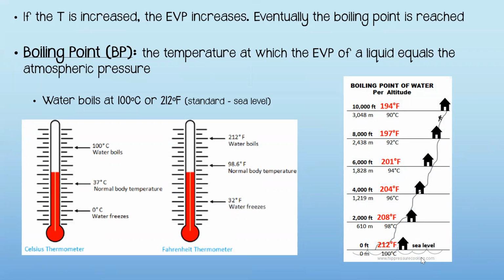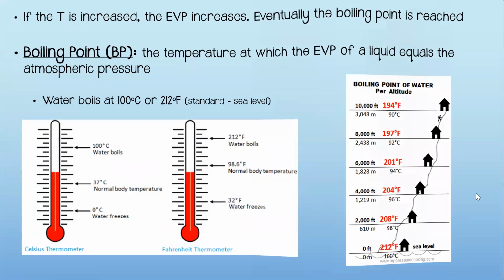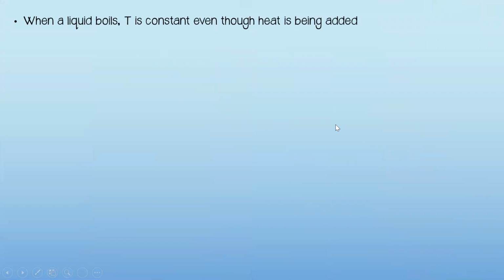So you can see that at sea level, our normal boiling point is 212 Fahrenheit. But if you increase altitude, the boiling point actually lowers because it's easier to reach atmospheric pressure. That is why sometimes if you read directions on a cake box or something, it will say at high altitudes, cook it for less time or cook it at this specific temperature. So when water is boiling, when that boiling point is reached, the temperature is constant even though heat is being added. So once you start something boiling, increasing the heat's not going to do anything.